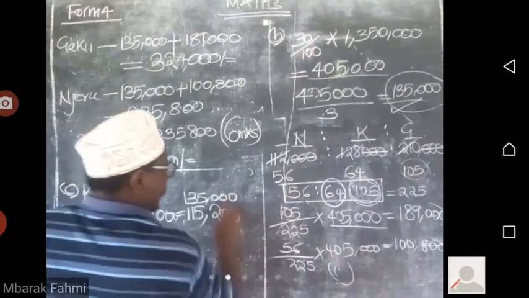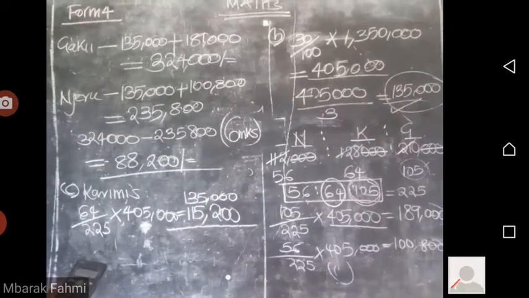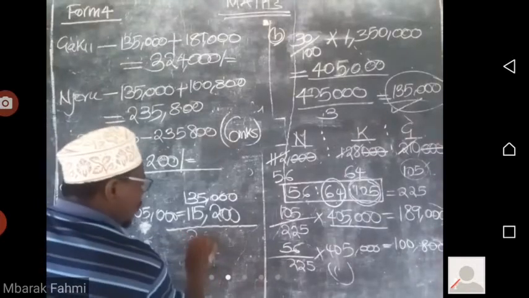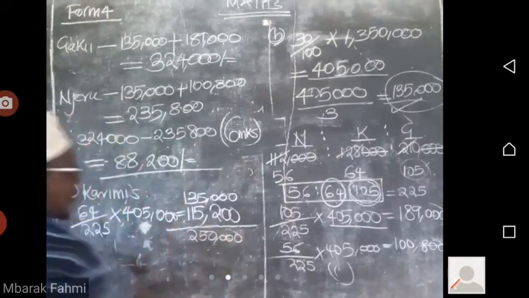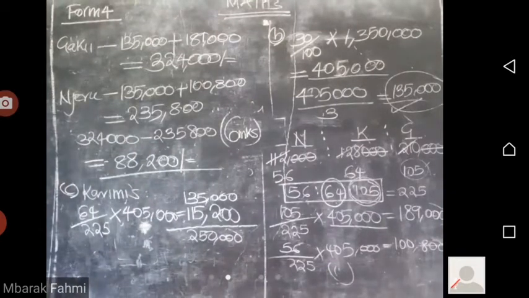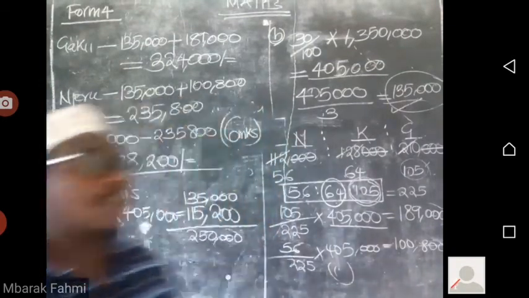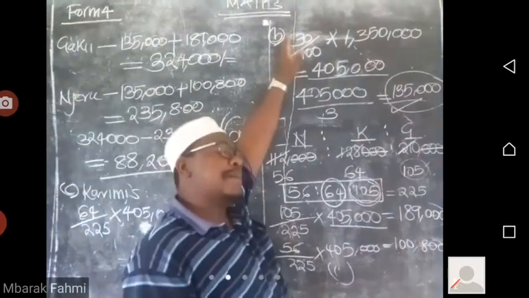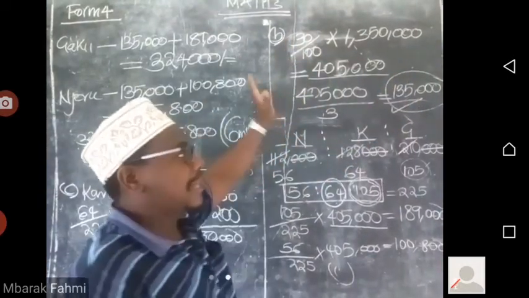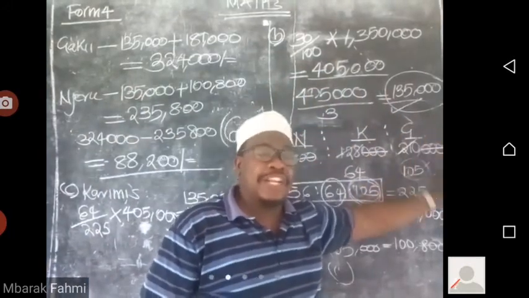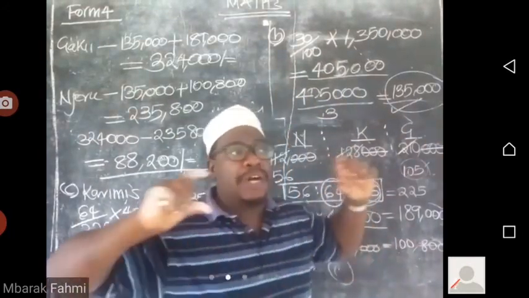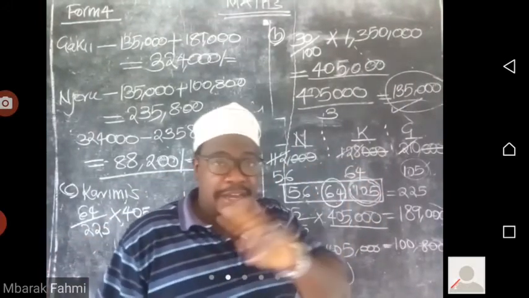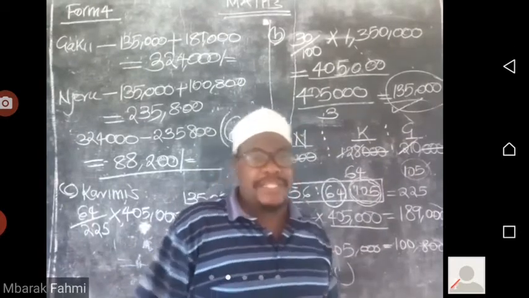Now this will be added to the other amount which was shared equally, which was 135,000. So the total will be 250,000. Now this 250,000 is to be expressed as a percentage of the total amount they shared among the 3 partners. The total amount shared among the 3 partners was the 30% which was shared equally, and another 30% which was shared in the ratio of their contribution. So in terms of percentage, it is 60%.